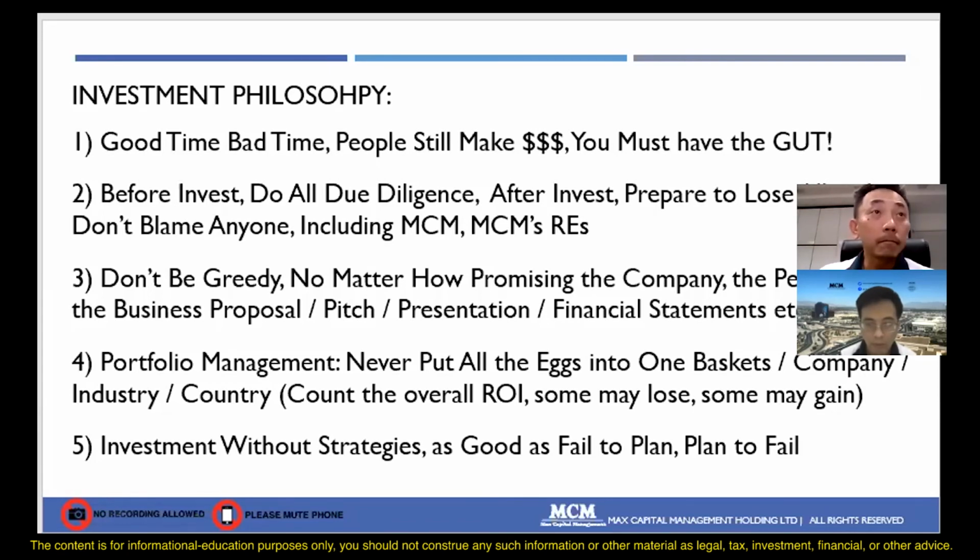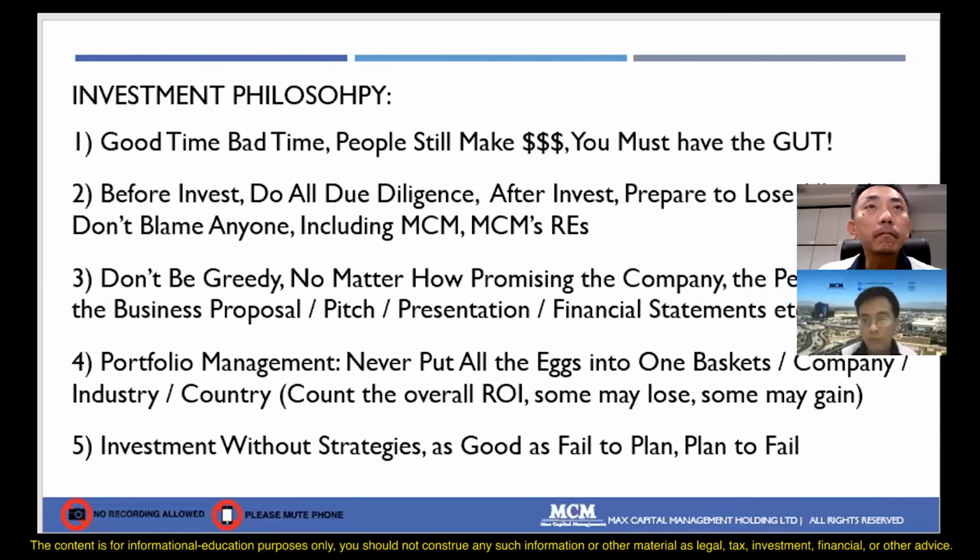Why? Because we are actually taking the risk to make big bucks. When we make big bucks, we don't give extra to MCM, right? You can give me a little bit. No, so you guys also don't have to blame anybody. But before you invest, you have to make sure you do all the due diligence. That is what we also say here. Make sure you do all the due diligence before you invest.